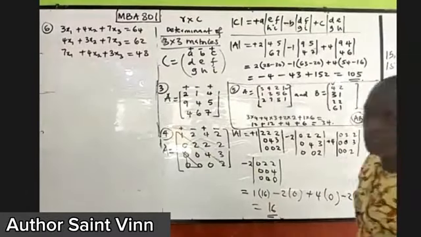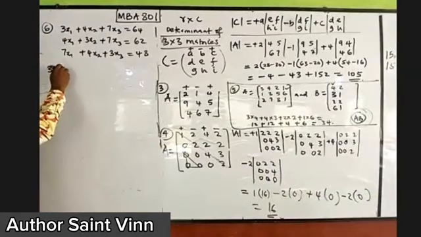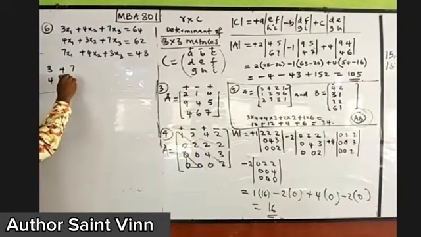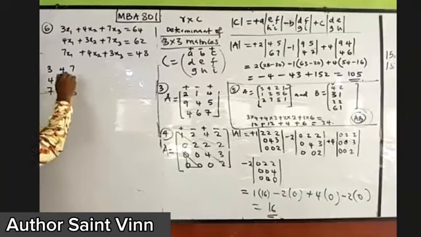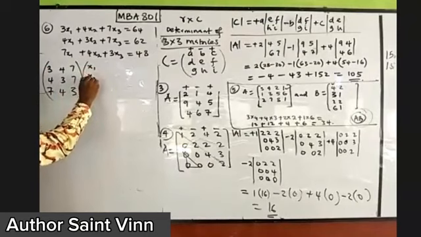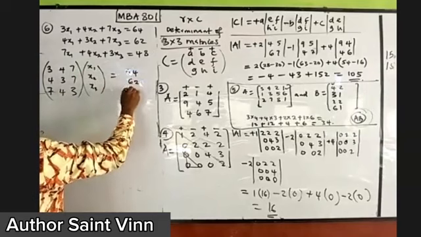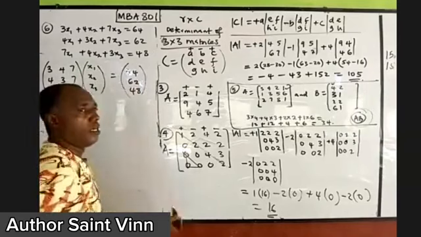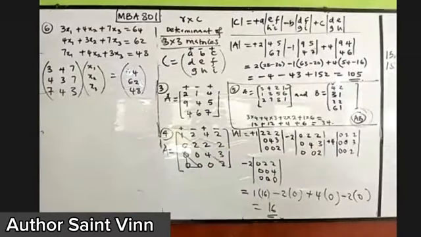Look up. First row is 3, 4, 7. Then 4, 3, 7. Then 7, 4, 3. Multiplied by x1, x2, x3 equal to 64, 62, 48. This is no more news for you. Any question? Have you seen the question?